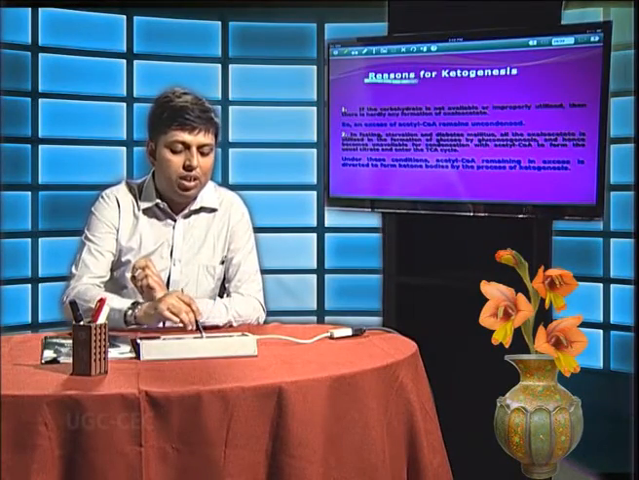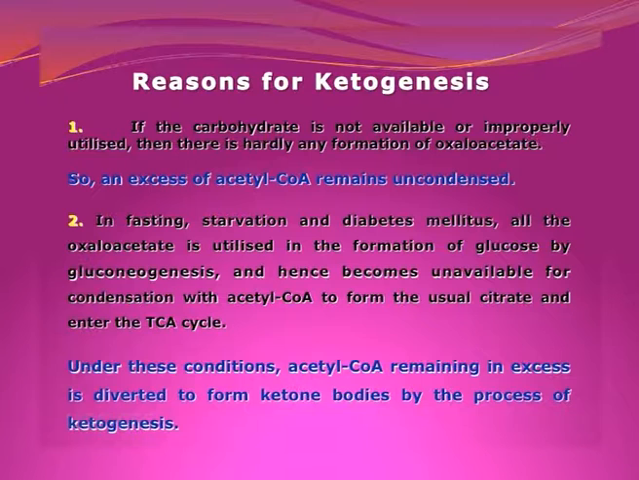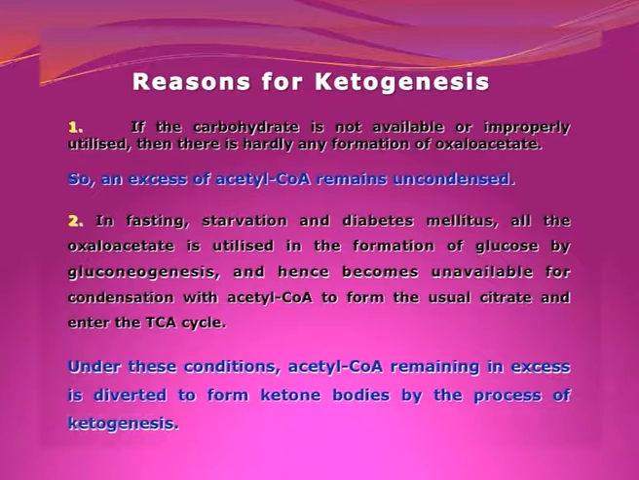Coming to the reasons for ketogenesis, if the carbohydrate molecules are not properly utilized, or if they are not available to us, then there will be hardly any synthesis of oxaloacetate by the TCA cycle. But side by side the fatty acid oxidation is continuing, so acetyl-CoA molecules are generated as usual. So what will happen to this acetyl-CoA? It cannot condense with oxaloacetate because it is not properly produced. So the acetyl-CoA will be accumulated within our body.